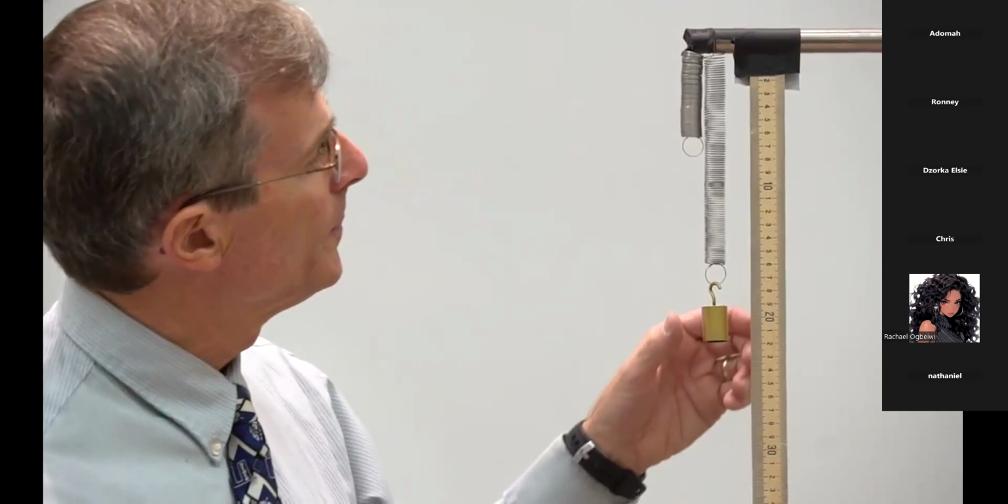There is a ruler attached to it. The function of the ruler is to help you, one, determine the extension. When there was no mass suspended to the spring, this is it. There is the length.